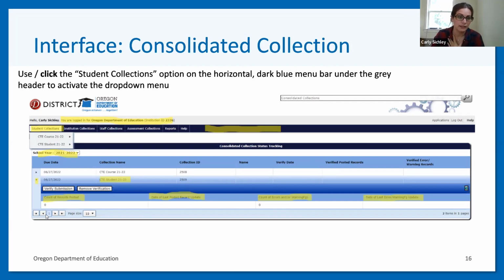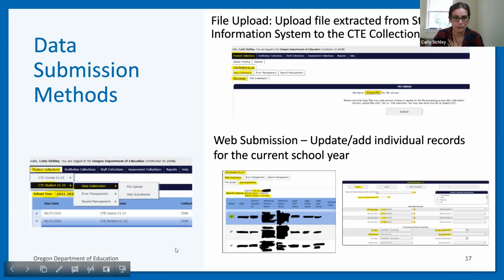From here, you would click on CTE Student or CTE Course, and it will give you a couple of options. You can do your data submission, you can look at error management, or you can look at all of the records and do some record management. For data submission, there are two options: you can do a file upload or you can do a web submission.